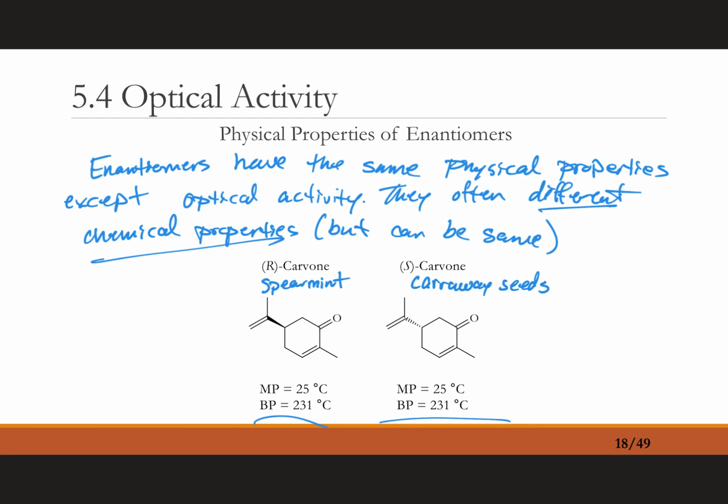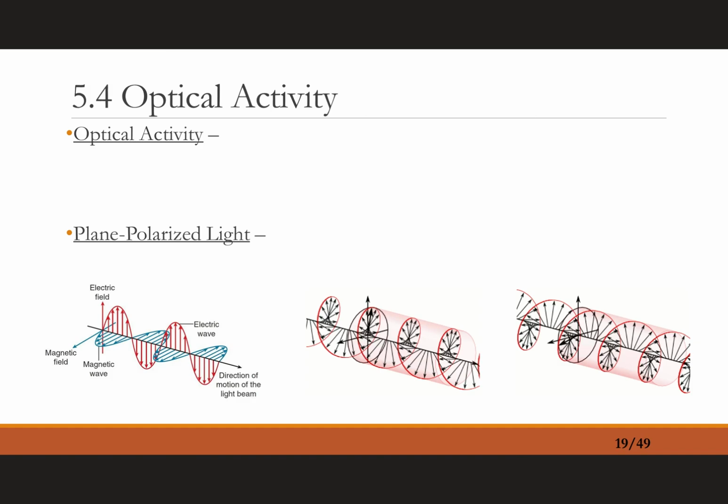However, this section is optical activity, so the key thing will be that as far as physical properties are concerned, they're the same except for that optical activity. But what is optical activity, you might be asking? Optical activity is the ability of a chemical to rotate plane polarized light.